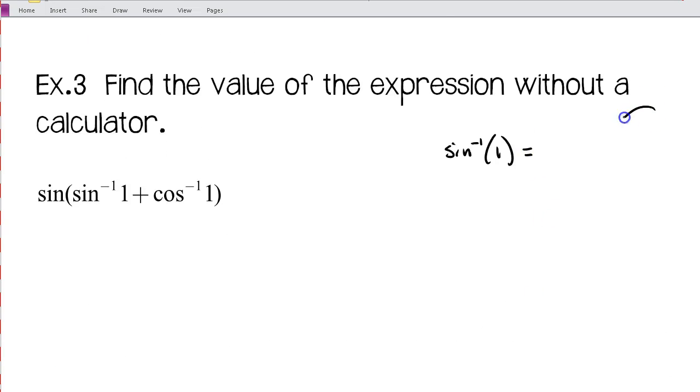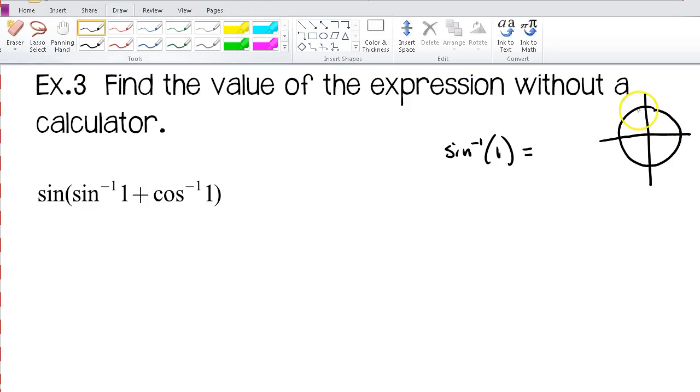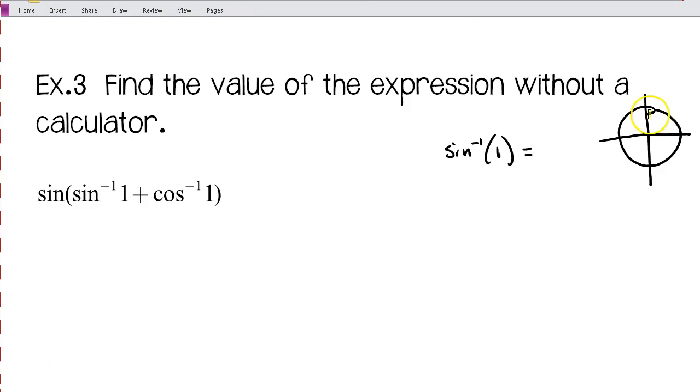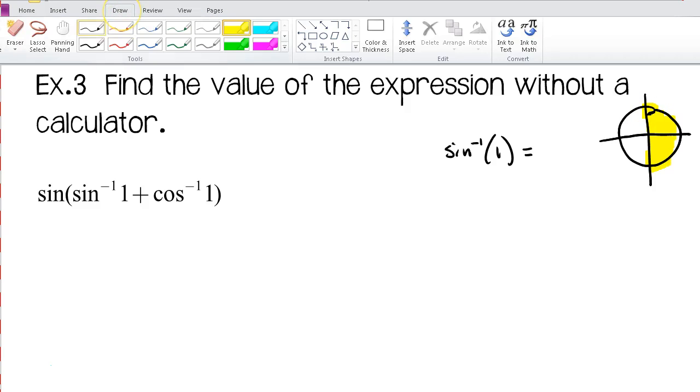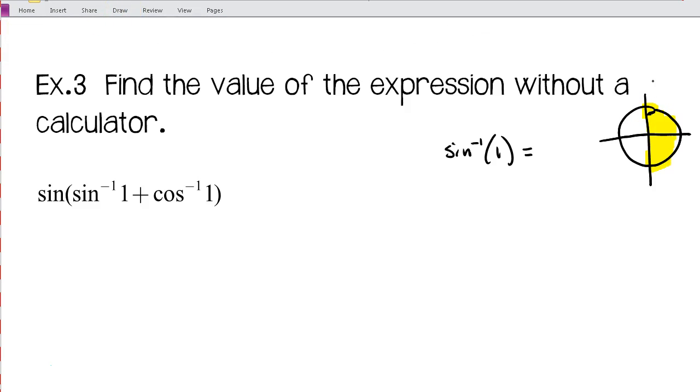So if we're looking at our circle here, I know we've got to be on the right half over here. So where on this right half of the circle would we have a y coordinate of 1? Well, up here at the top at pi over 2, my coordinates are 0, 1. So there's my y coordinate of 1.